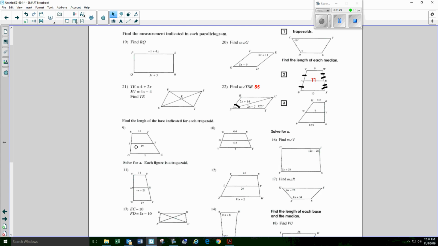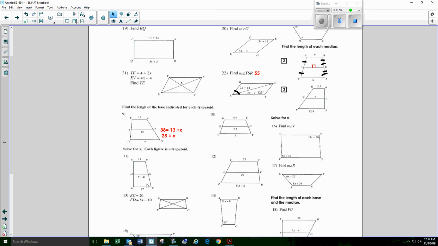Okay. And so you're just doing the same thing here. Here I would double that one. 38 equals that plus that. Always double your mid-segment and it equals the sum of the two bases. So 38 equals 13 plus x. Much simpler to solve with that. So now you just subtract the 13 across and you get 25. X equals 25. Very easy. Okay, so do that for these here.